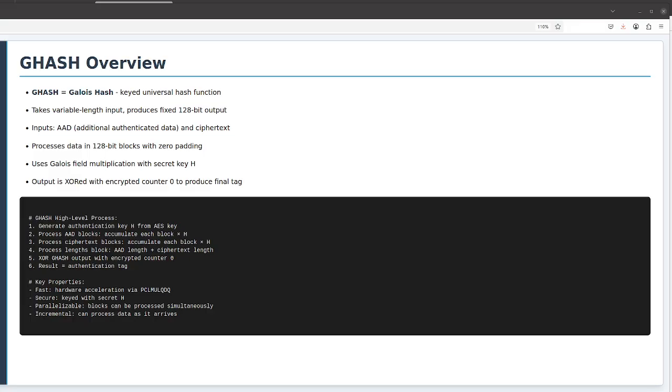The beauty of GHASH is that it is fast, it can be parallelized, and it provides strong authentication guarantees. The Galois field multiplication might sound complex, but modern processors have hardware instructions that make it extremely fast. This is why GCM with GHASH is the preferred authenticated encryption mode in high-performance applications.